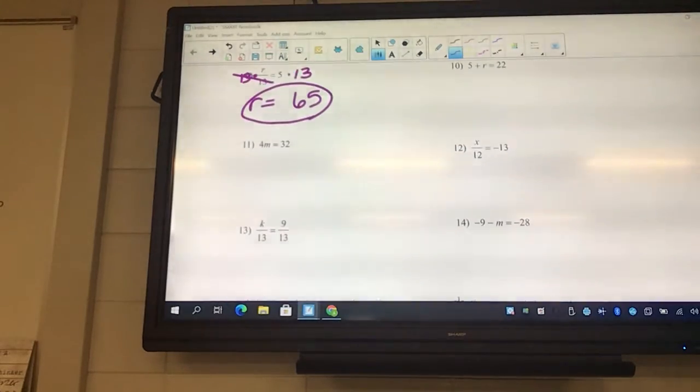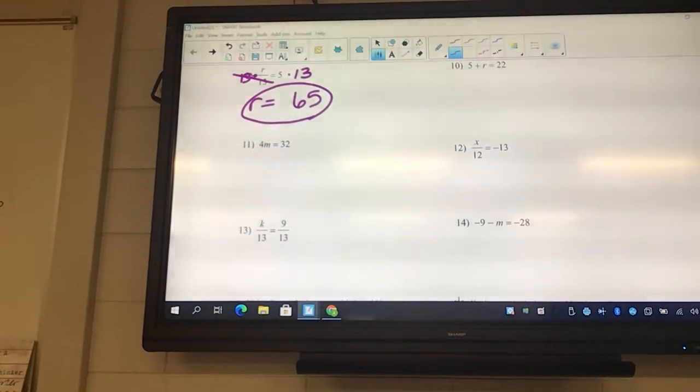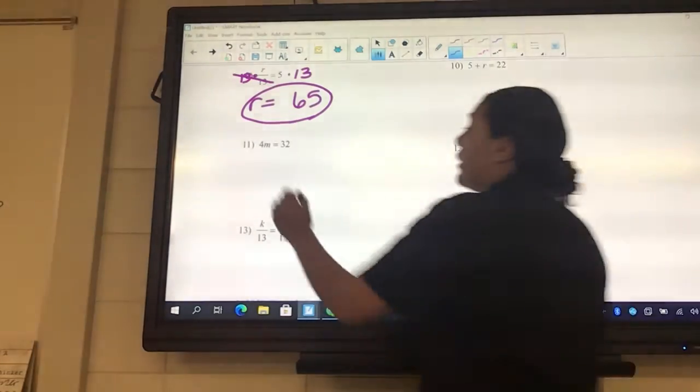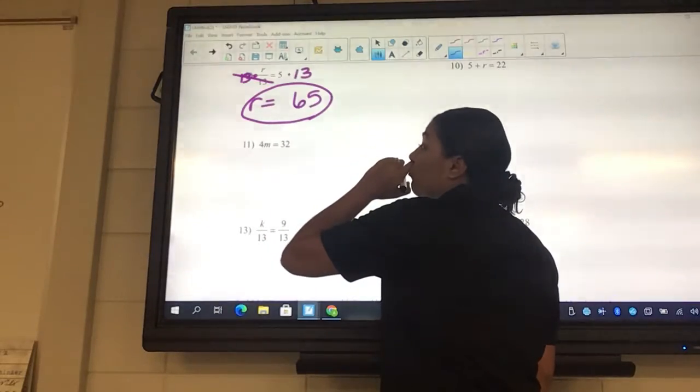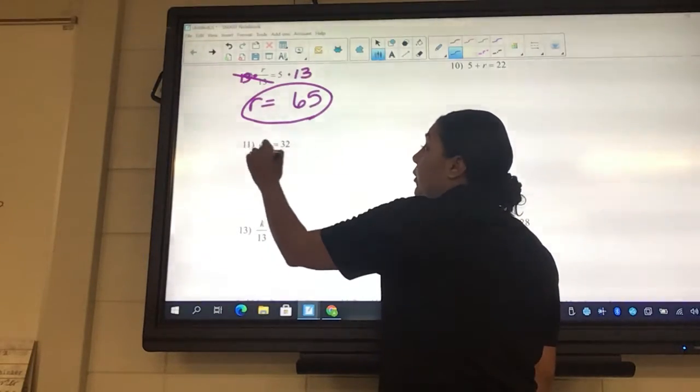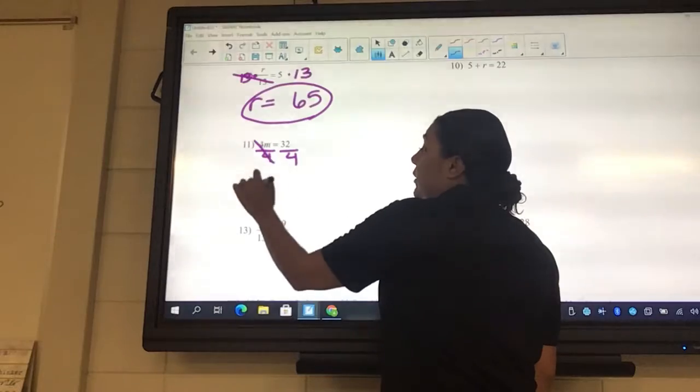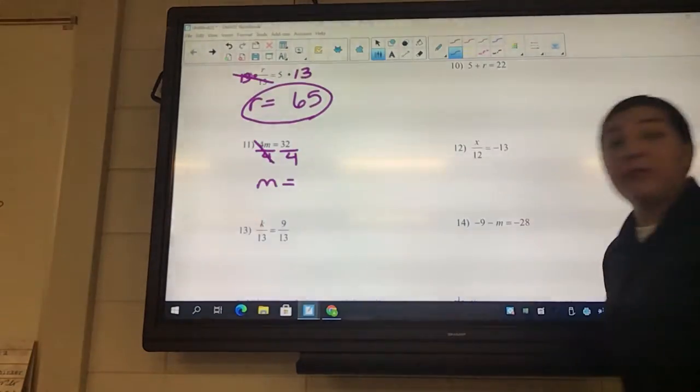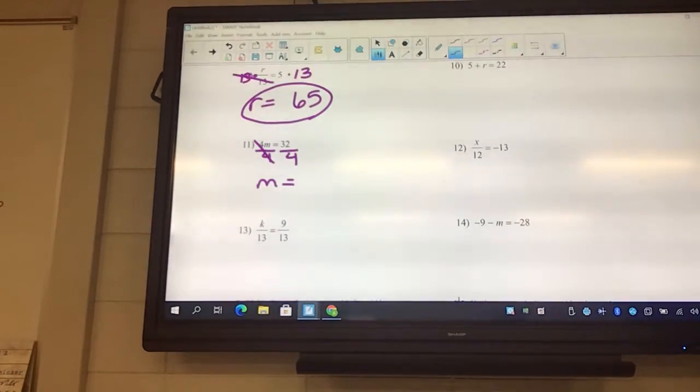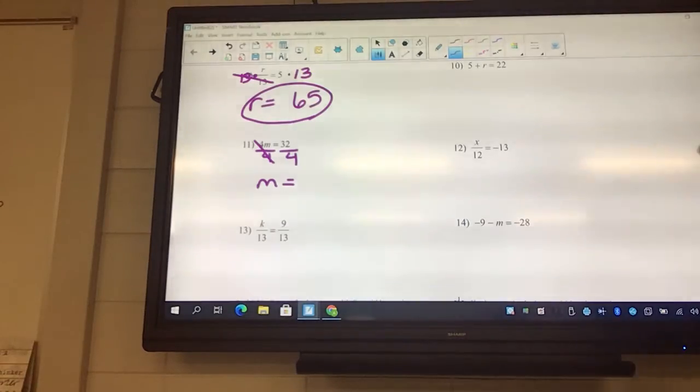Okay, 11. What kind of problem is this? Division. So right now it's multiplication, so we need to do what? Division. Okay, so we're gonna say divide by what? 4. Divide by 4. So m equals 32 divided by 4. 8.